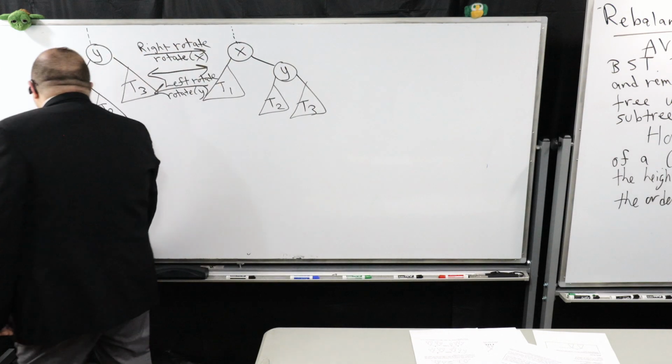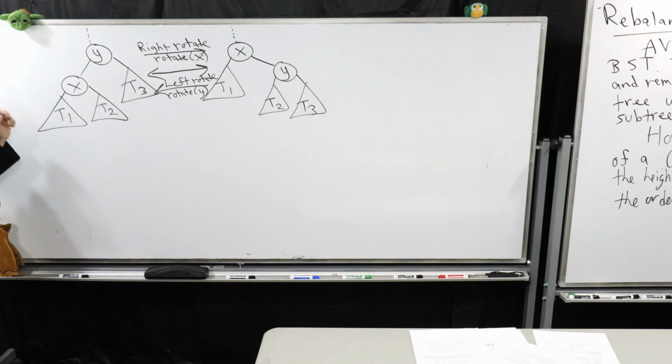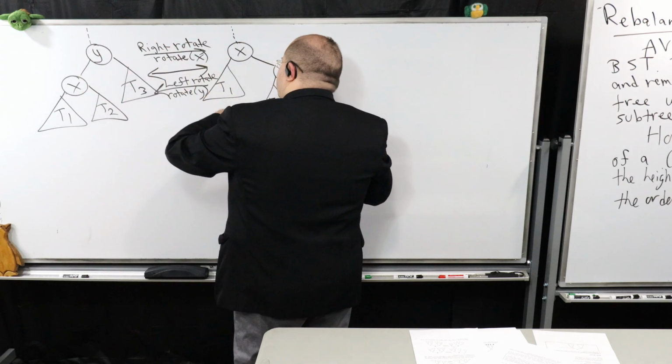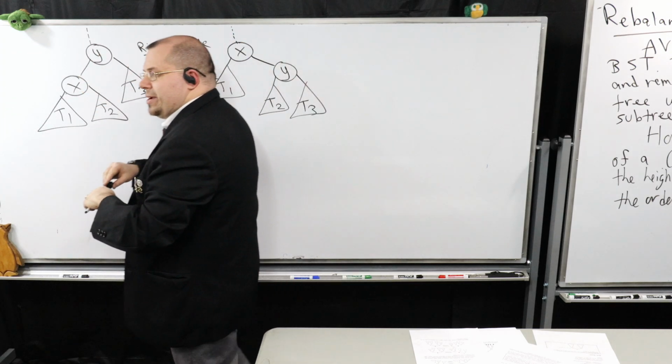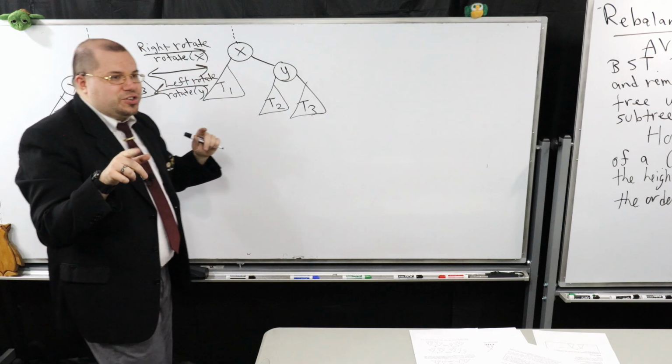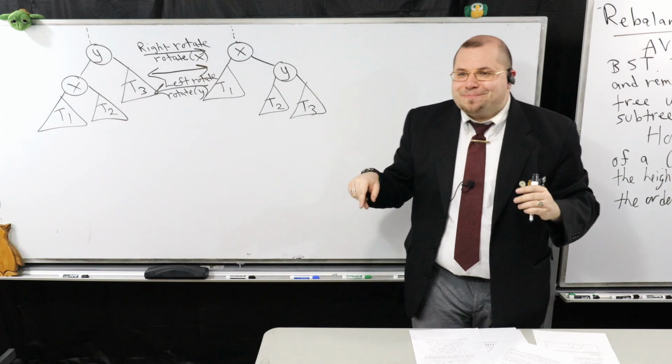So this so-called rotate operation is actually reversible. So I want to do an in-order traversal of this tree and then an in-order traversal of this tree, just so that I could convince you that rotations preserve the ordering of the tree.